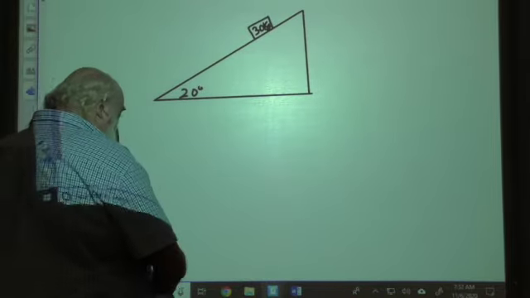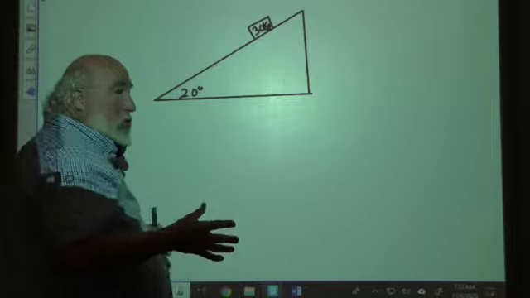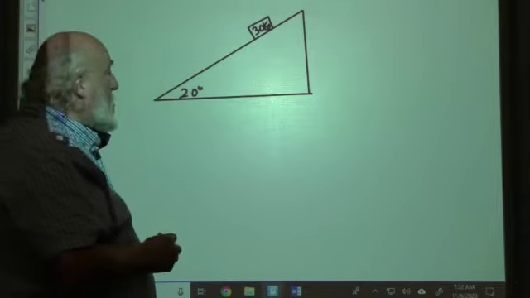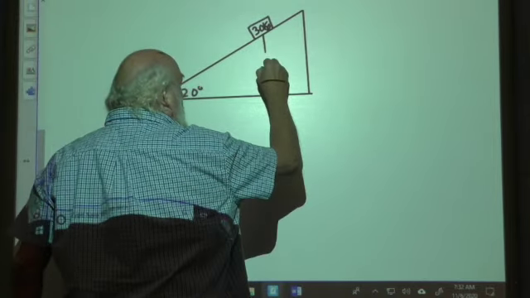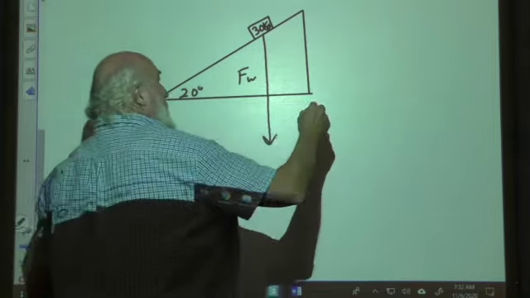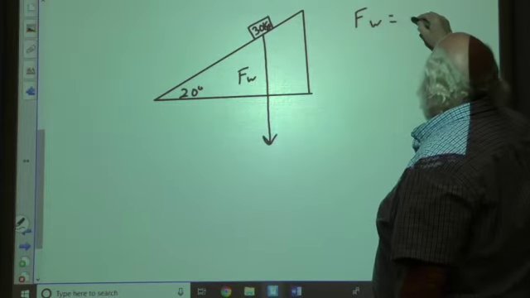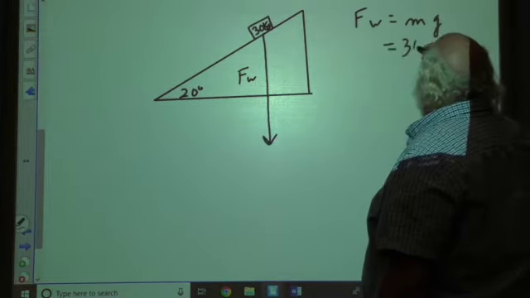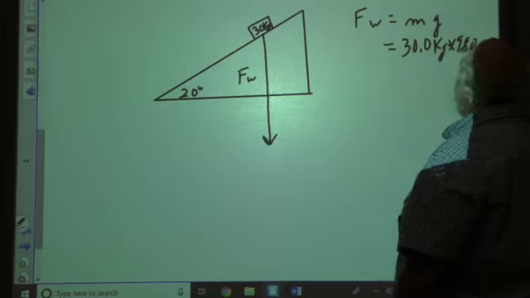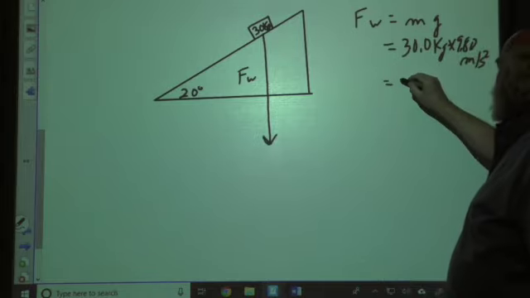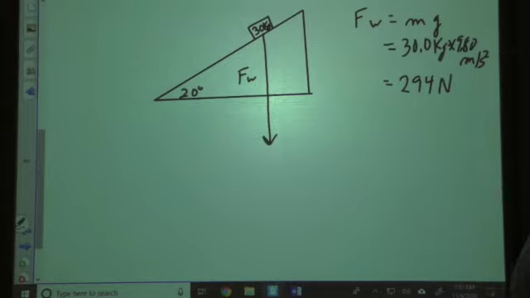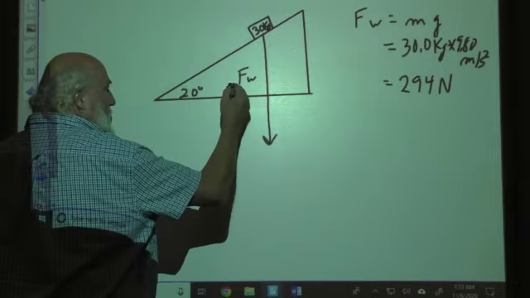Now we're going to draw our vectors of force that is going to be similar to this triangle that we have right here. So the weight is being pulled straight down. So that is our FW. And FW can be calculated as m times g. So that's 30.0 kilograms times 9.80 meters per second squared. And I believe that comes out to be 294 newtons. Okay, so this is 294 newtons right here.